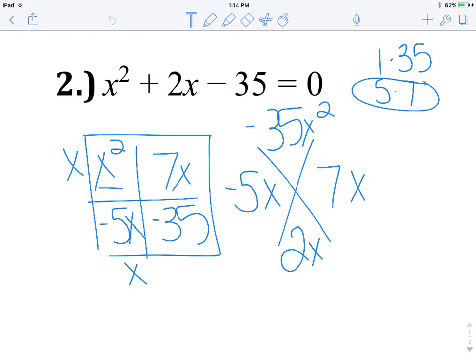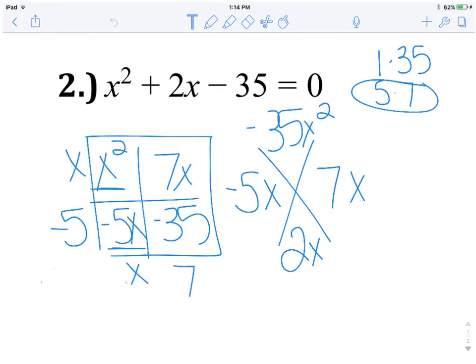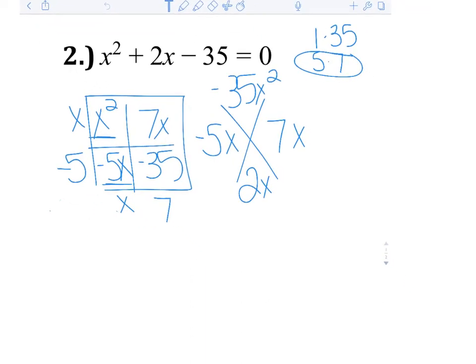X and x make x squared, so that's good to go. So here I'm going to have a negative 5 because negative 5 and x make negative 5x. Alright, and then the bottom, I'm going to have a positive 7 here. So we can check to make sure it all works out. 7 and negative 5 make negative 35. 7 and x make 7x.